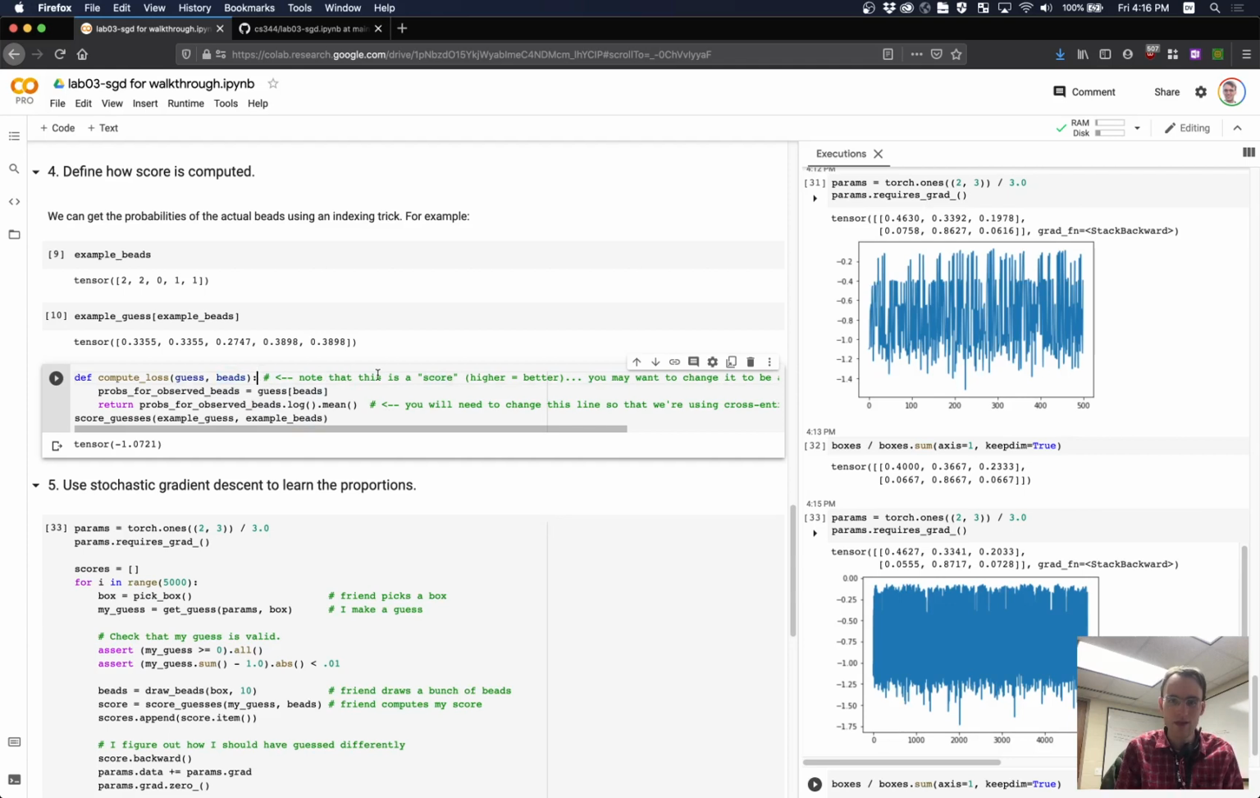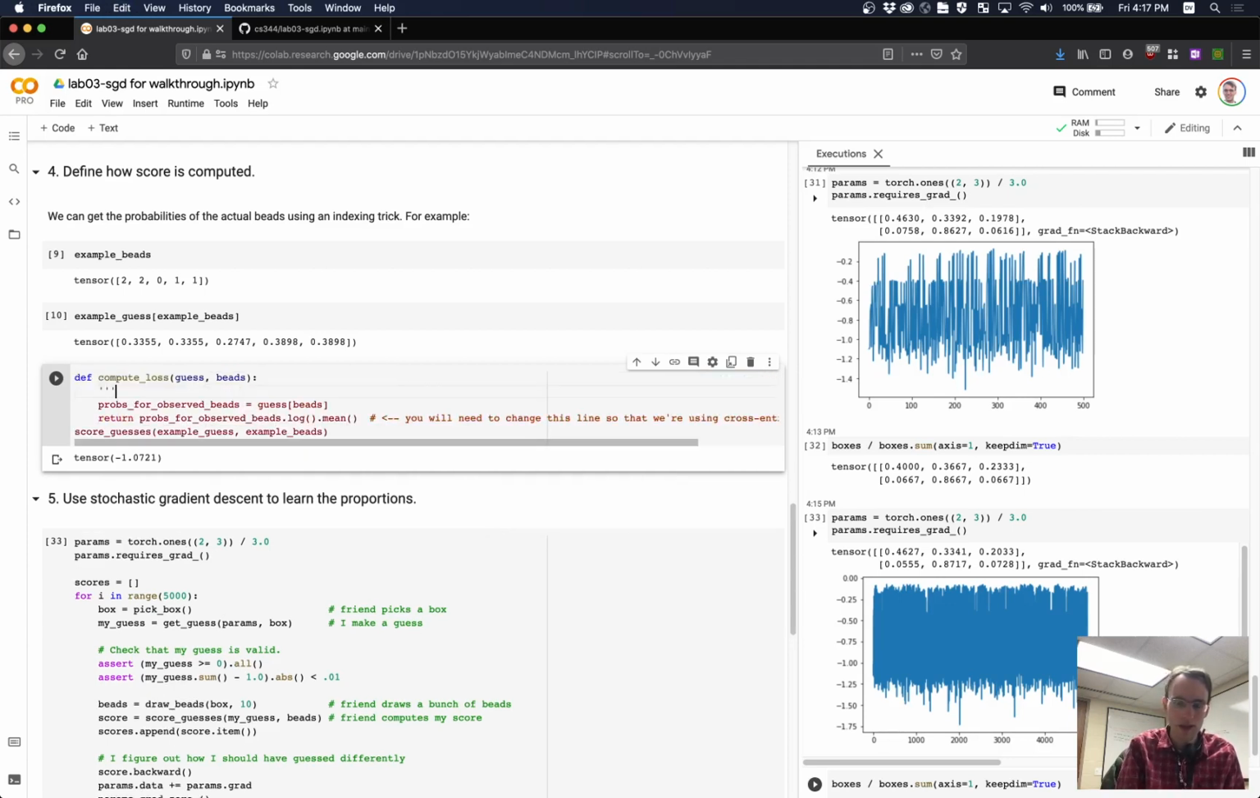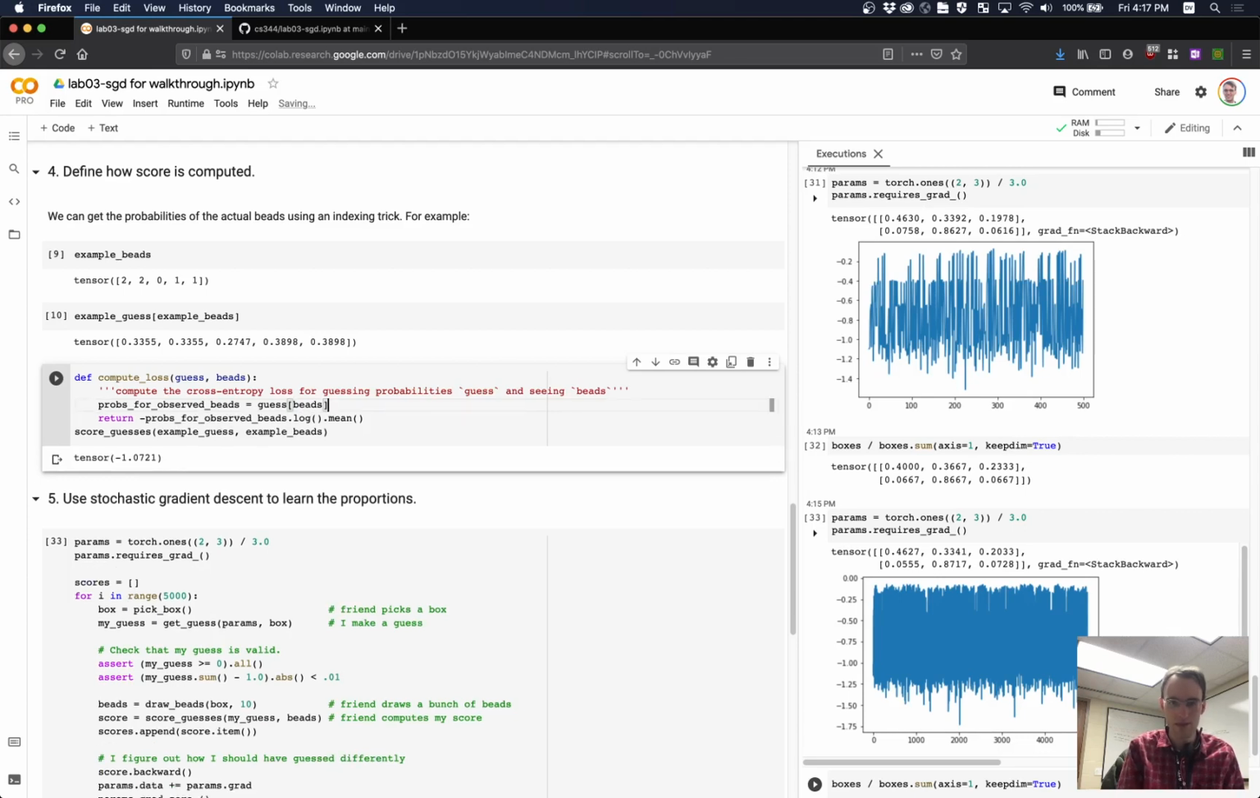So this is going to compute the cross entropy loss for seeing beads, for guessing probabilities, guess, and seeing beads. All we need to do to make this the cross entropy loss is return the negative value of this. So we define it to be the cross entropy loss. We take the log, return the mean.